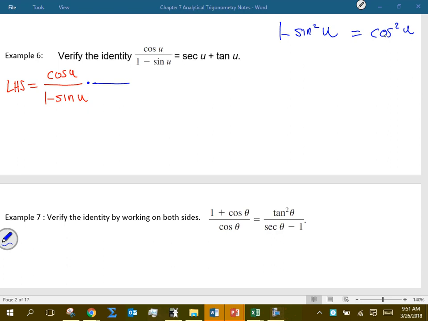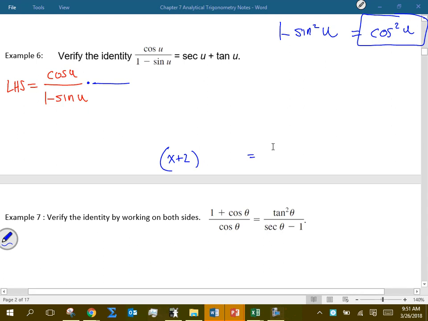That makes sense, everybody? So I could have a really nice substitution here if this thing on the bottom was 1 minus sine squared u. Anybody know how to get to that? Let's say I had x plus 2, but I wanted to get that in the format of x squared minus 4. How could I do that?